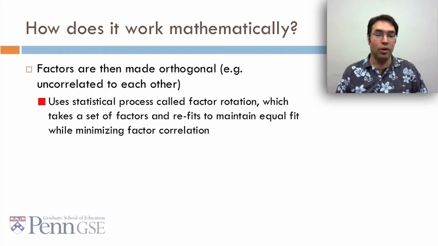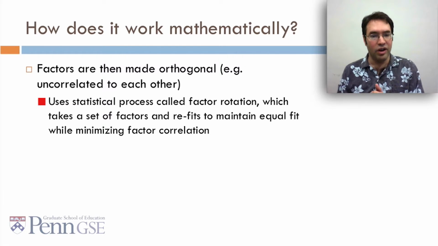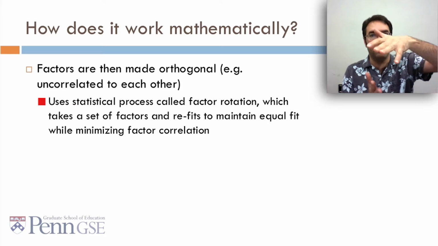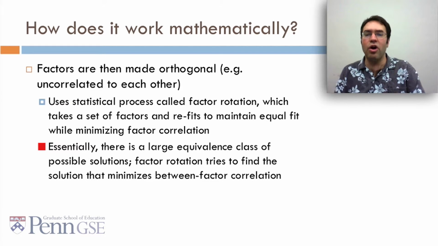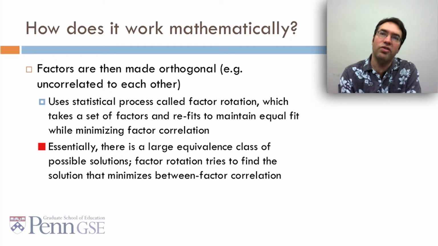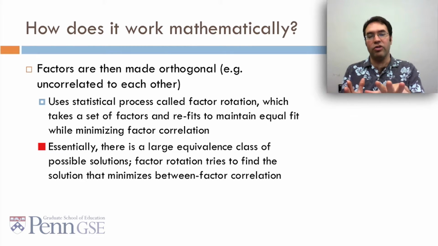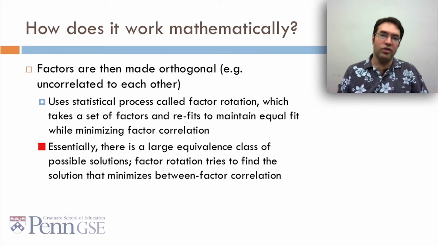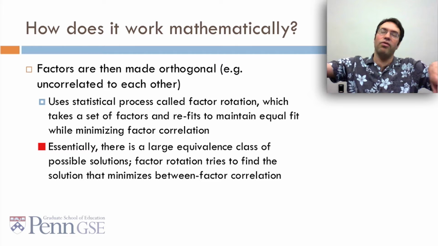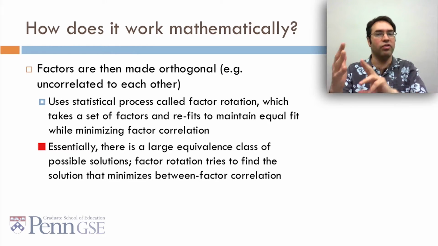How do we do that? Well, we use a statistical process that I'm not going to go into today called factor rotation, which takes a set of factors and refits to maintain equal fit while minimizing the factor correlation. Essentially, there's going to be a large equivalence class of potential solutions, sets of, for example, 3 linear regression equations that each do an equally good job of fitting the variance. And factor rotation tries to find the solution that minimizes the correlation between the factors. So it's going to try to find factors that equally well fit all the data while correlating to each other as little as possible.